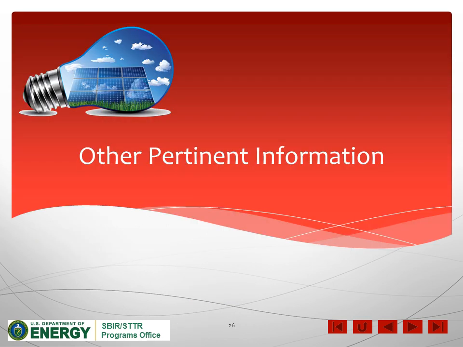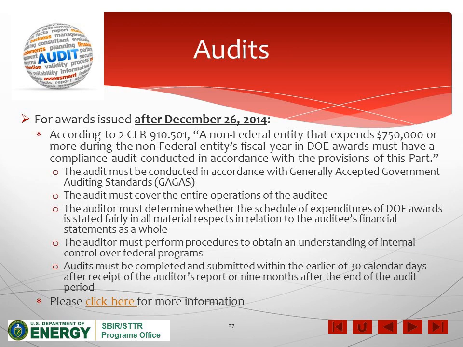That completes our discussion on indirect rates. However, before we conclude, we wanted to provide you with some other important information regarding audits. If your award was issued after December 26th of 2014, you must comply with 2 CFR 910.501. 2 CFR 910.501 requires an organization to complete an independent compliance audit if it expends $750,000 or more in a year under federal awards. The audit is due 9 months after the end of the audit period, and the link in the slide will take you to 2 CFR 910.501 on ecfr.gov for your reference.